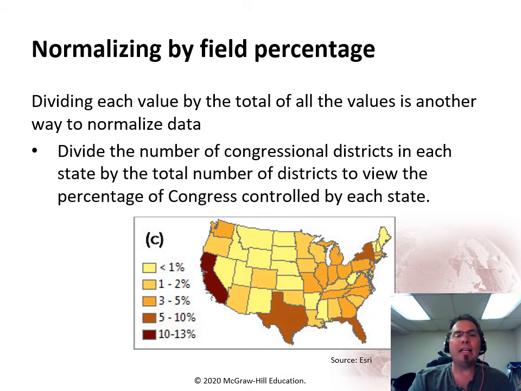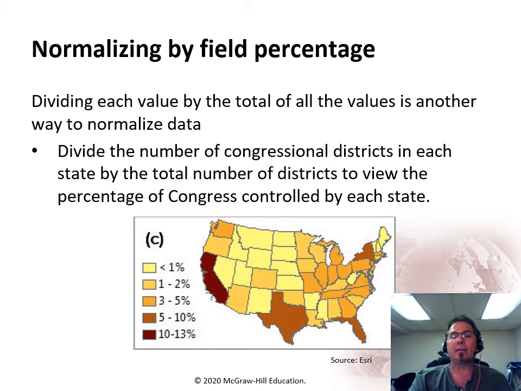So dividing each value by the total of all the values is another way to normalize the data. So divide the number of congressional districts in each state by the total number of districts to view the percentage of Congress controlled by each state. Well, this should still be fairly easy to interpret because the number of congressional districts is dictated by the population.